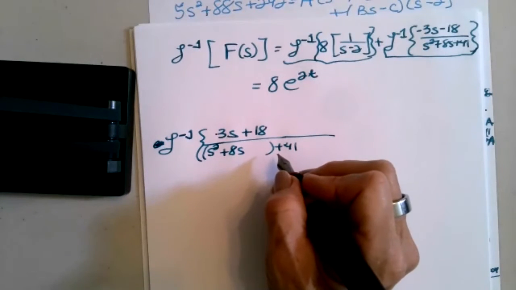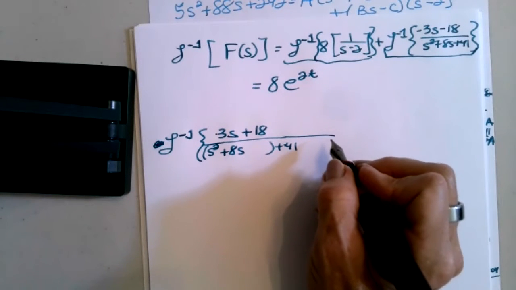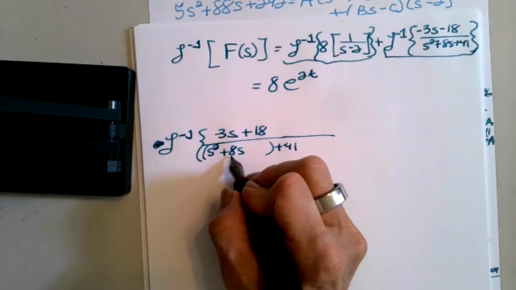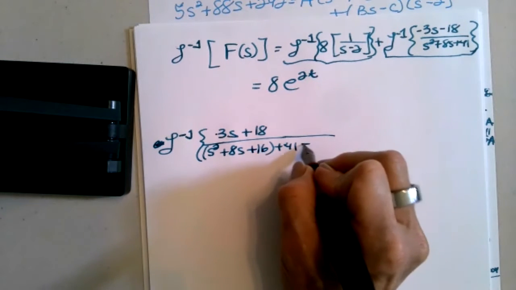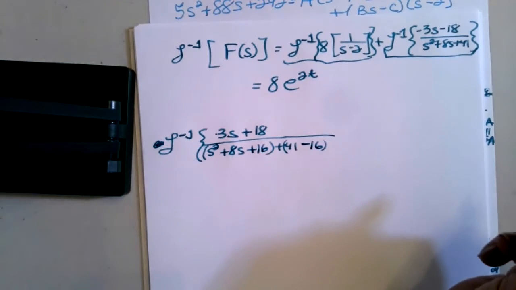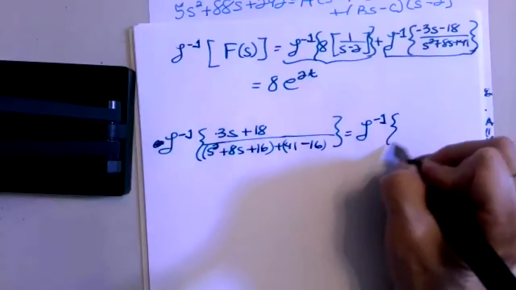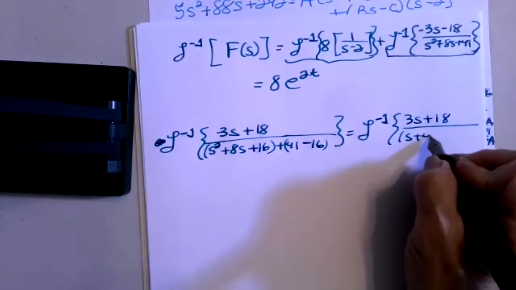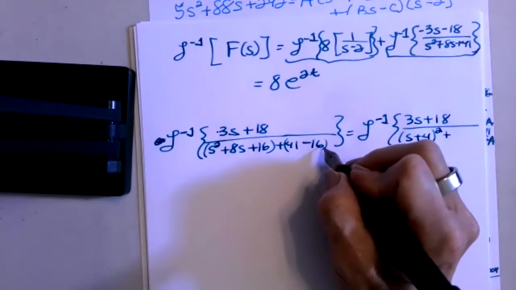So that's a common trick on these things. You have to complete the square in s and get it to something that'll give you a shifted sine or cosine, most likely. So you take half the coefficient of s, that'll be 4. You square it, that'll be 16. So you put in a plus 16 here. That means you better take 16 off that 41 to compensate. So this is L inverse of 3s plus 18 over s plus 4 quantity squared, and then plus 25.